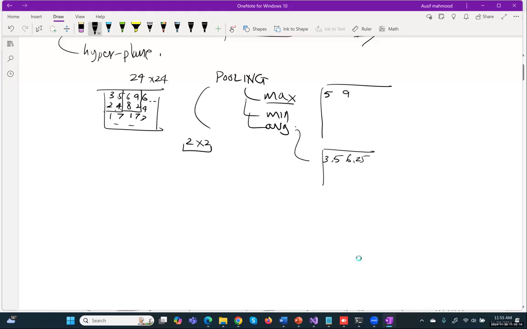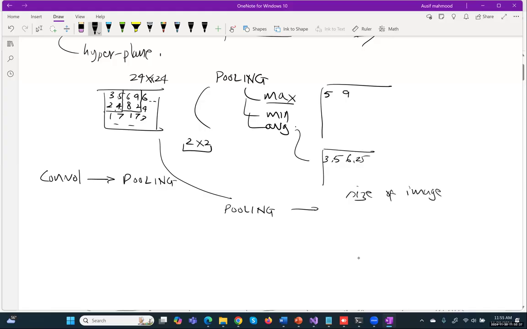So typically, what we do is we apply convolution first, then pooling. Okay, so the question is, if I have a 24 by 24 image and we apply pooling, doesn't matter what type of pooling, what will happen to the size of the image? It reduces by half exactly. So 24 by 24 will become 12 by 12.